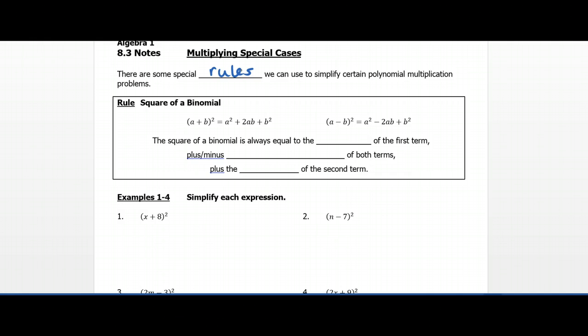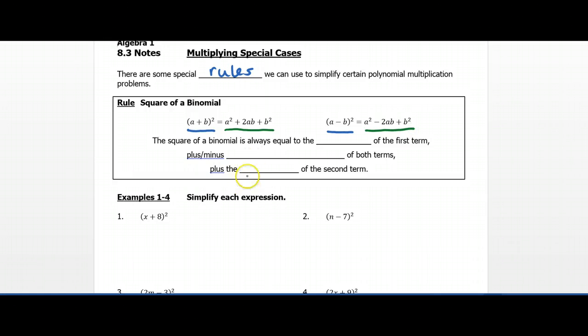The first rule is what's called the square of a binomial. So when you take a binomial and you square it, it's going to be written like this. Okay, this is what a binomial squared looks like: the quantity a plus b squared, or the quantity a minus b squared. And the result is this here: a squared plus 2ab plus b squared, or if you have a minus, a squared minus 2ab plus b squared.